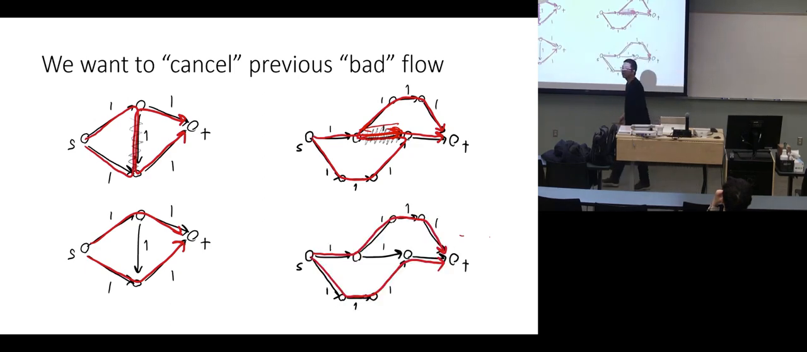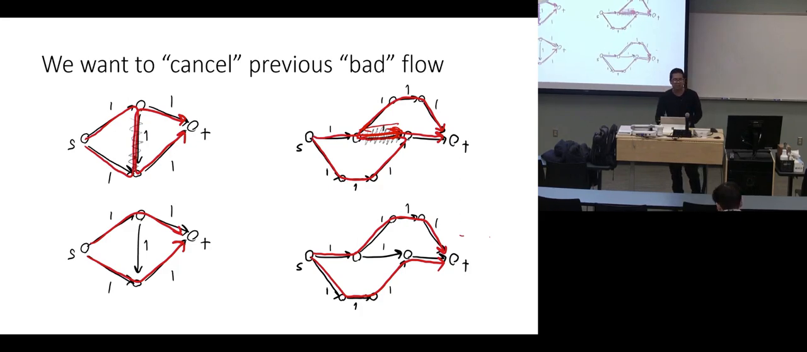Question: how do you know what is bad? Yeah, so we don't know which one is bad, but basically I will just try to find a path. If I can find a path that cancels flow and still can reach T, then that's fine. I make progress.